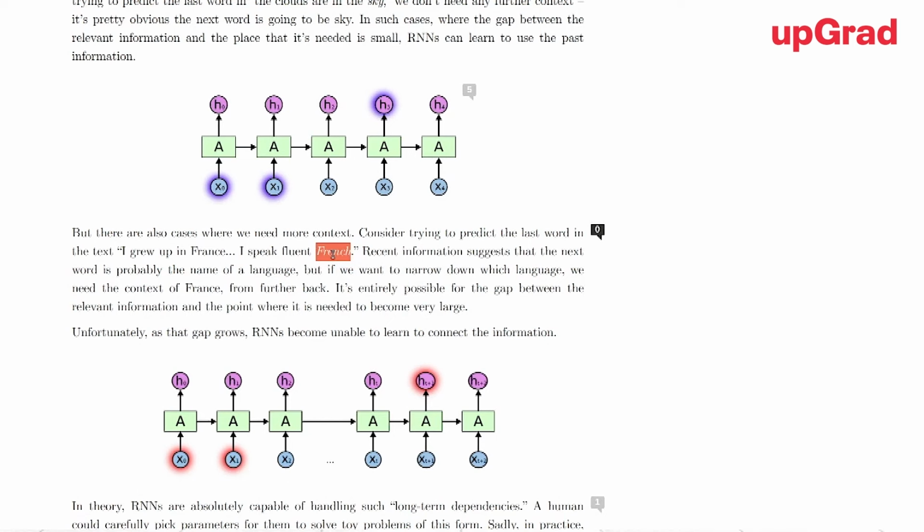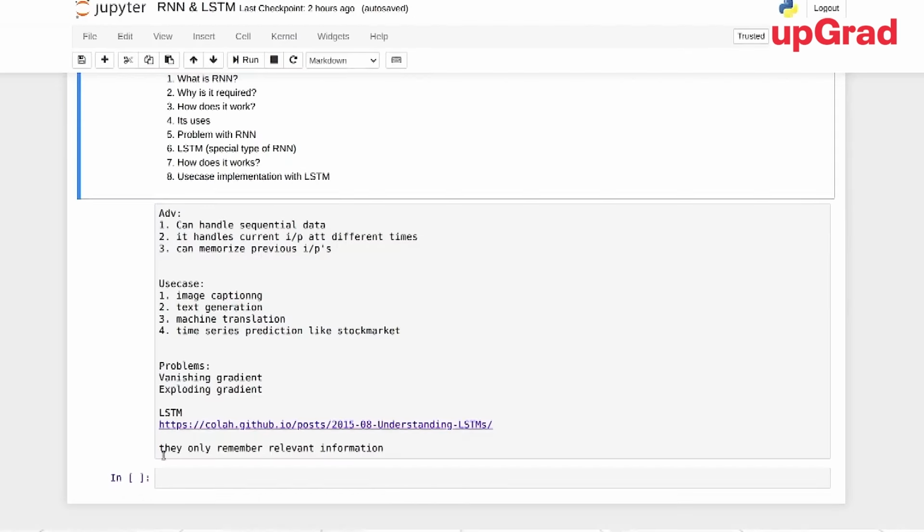So now LSTM says, oh RNN, you are useless. You are unnecessarily remembering everything. LSTM says, I am better than you. I need not remember everything. I remember only relevant, recent information. Okay. So what is LSTM? They are similar to RNNs, but they only remember relevant information. They don't remember anything else compared to RNN.